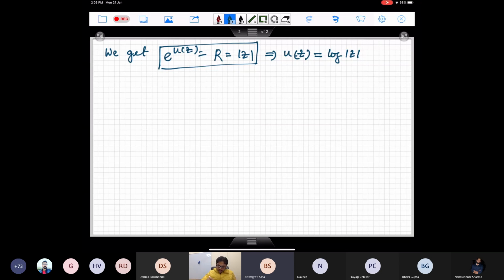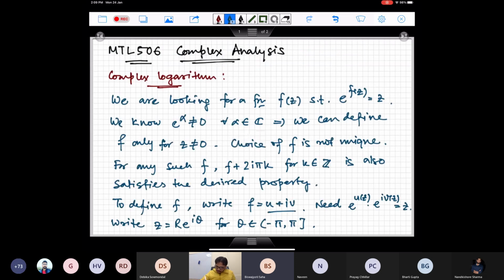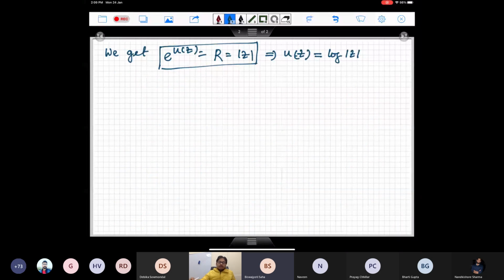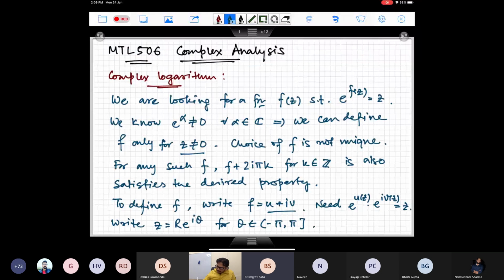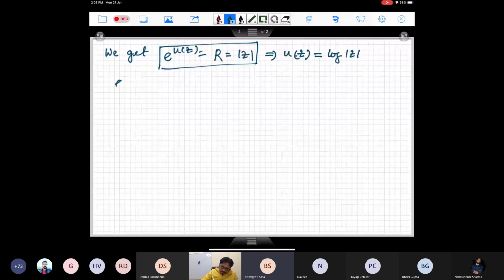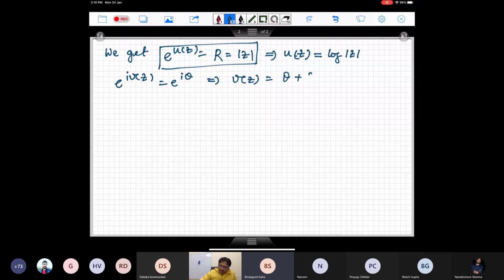And of course I had started with some z which is not equal to 0, as we have already said. So therefore mod z is a positive real number, so I can define the log. Great. Now, what about v? What can I say about v? So I have the equality e power i v(z) must be e power i theta. So that implies v(z) should be, tell me, theta plus 2 pi k for some k in Z.